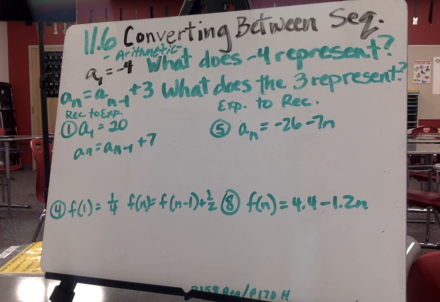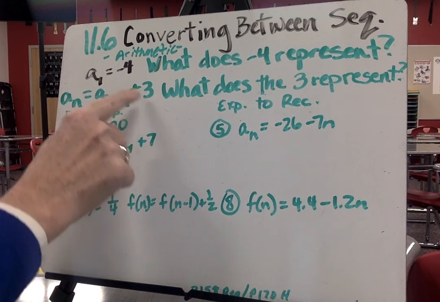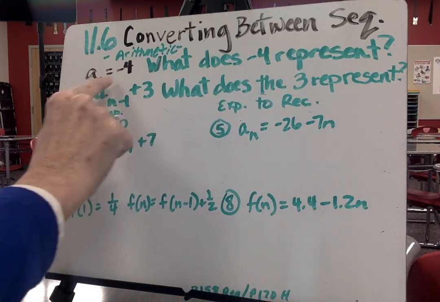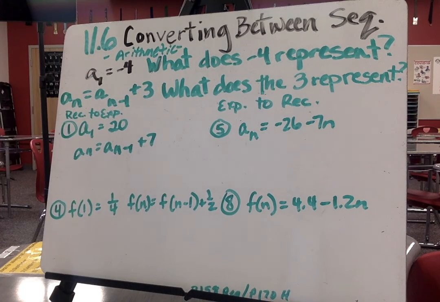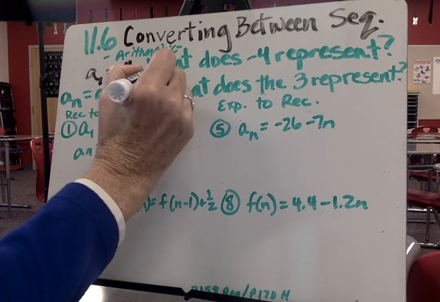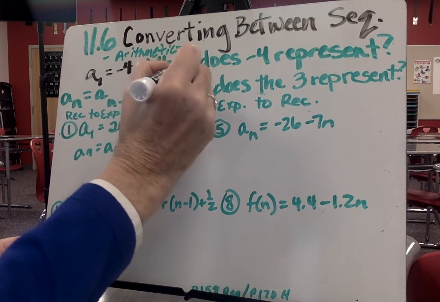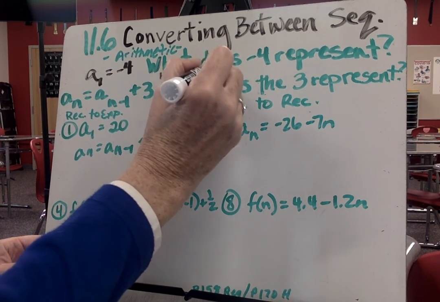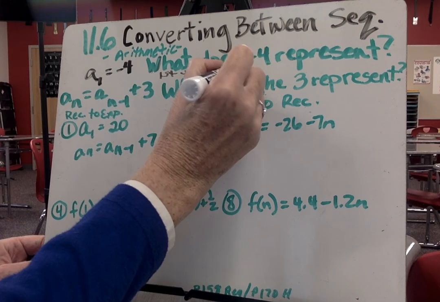So first of all, at the top of the page, 158 for regular and page 170 for honors, they have a recursive formula up there at the top. A1 equals -4, and A_n equals A_(n-1) plus 3. What does -4 represent? A1, which is the first term in the sequence. So we write that down. First term in the sequence.